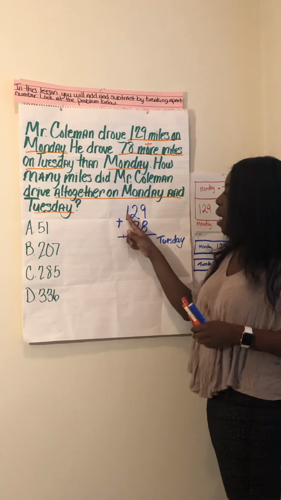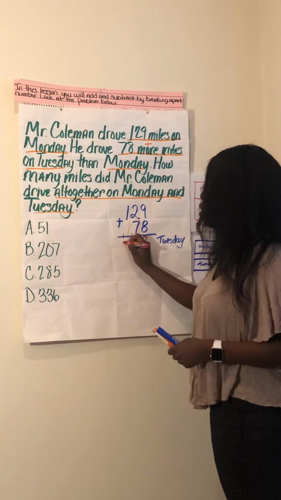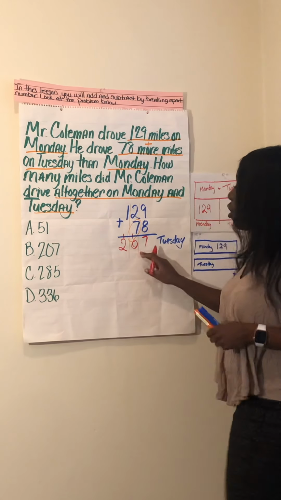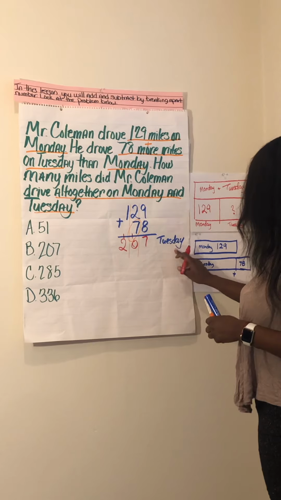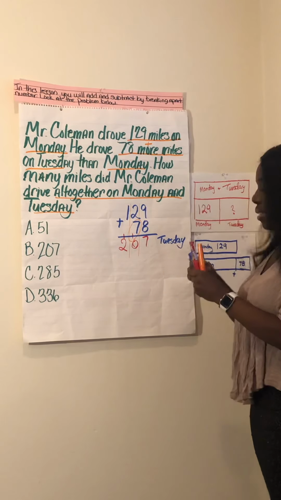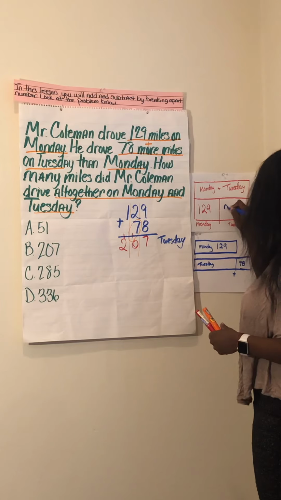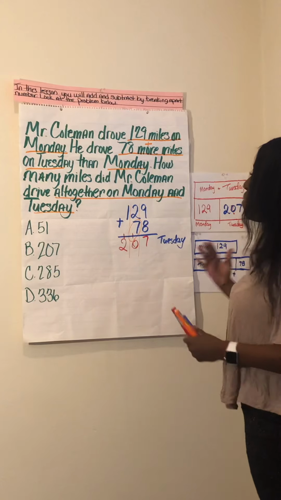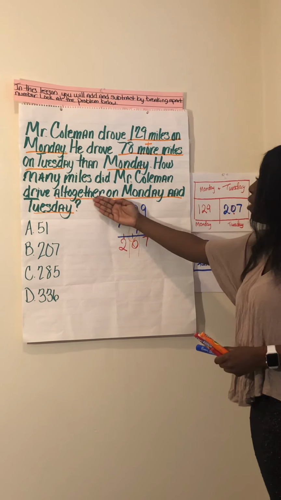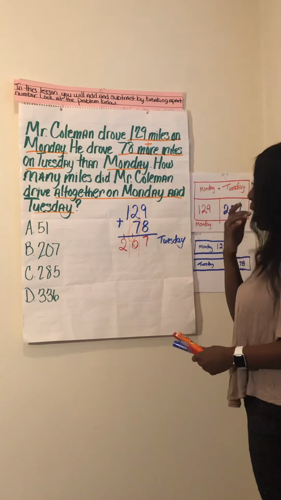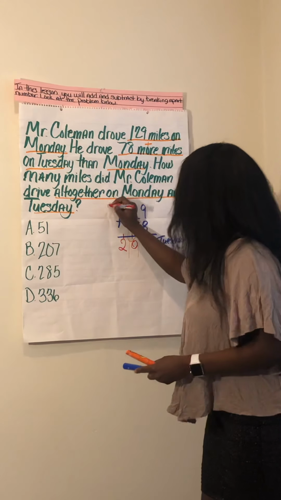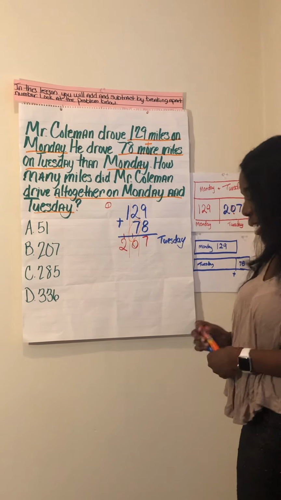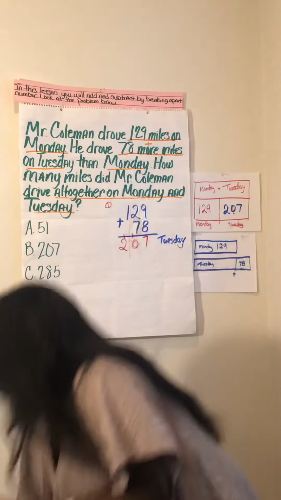Now we need to add our hundreds units. 100 plus 100 equals 200. So on Tuesday, he drove 207 miles. So right now we know what Tuesday is. So I'm going to fill in the blank for Tuesday and write 207. But the question said, how many miles did he drive altogether on Monday and Tuesday? So step 1, I'm going to write 1, was to solve for Tuesday. Step 2 is to add them all together so that we can find the total.